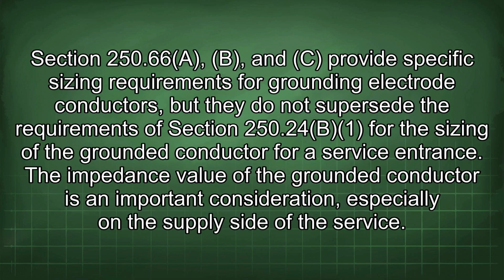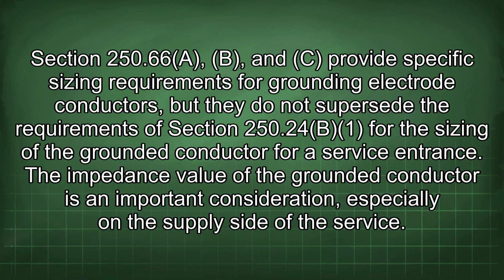Section 250.66(A), (B), and (C) provide specific sizing requirements for grounding electrode conductors, but they do not supersede the requirements of Section 250.24(B) for the sizing of the grounded conductor for a service entrance.